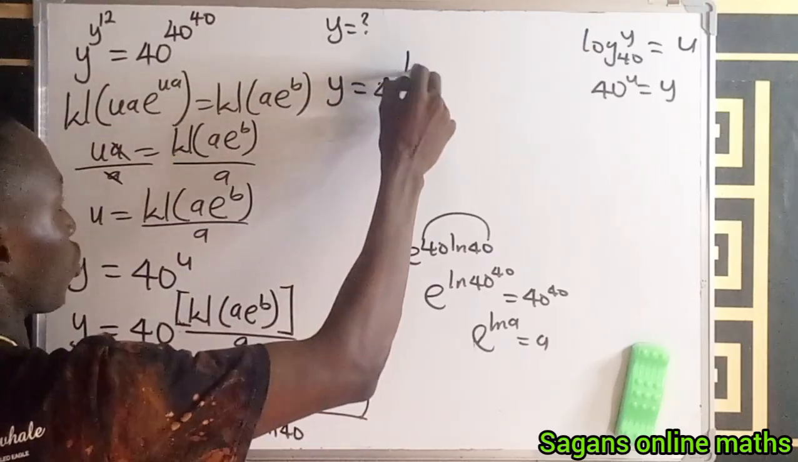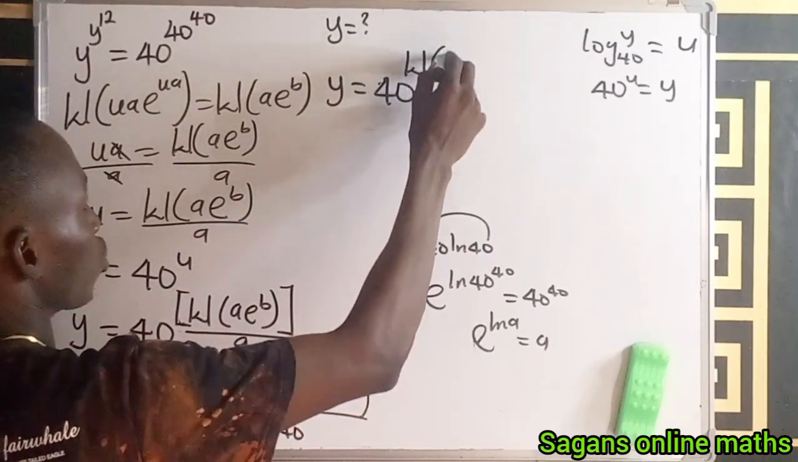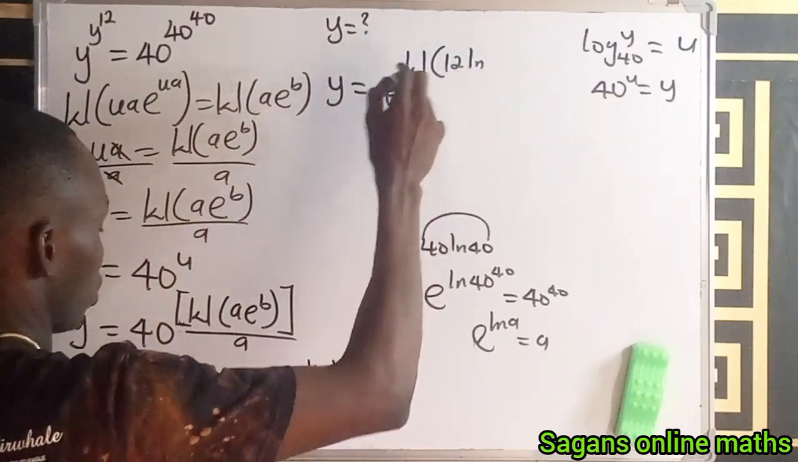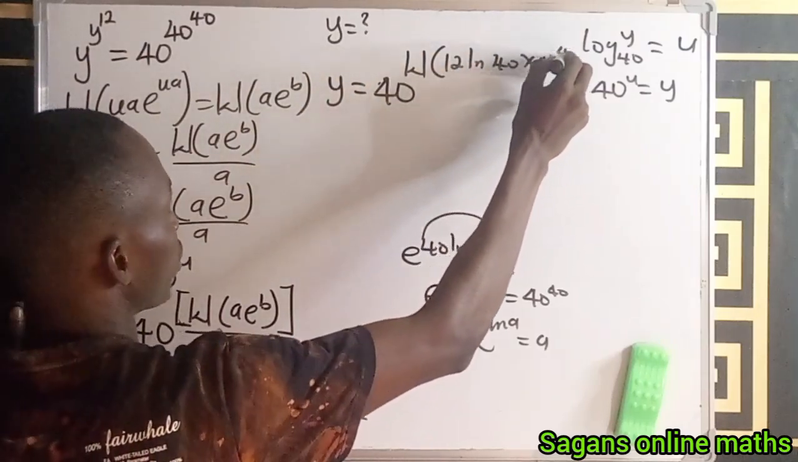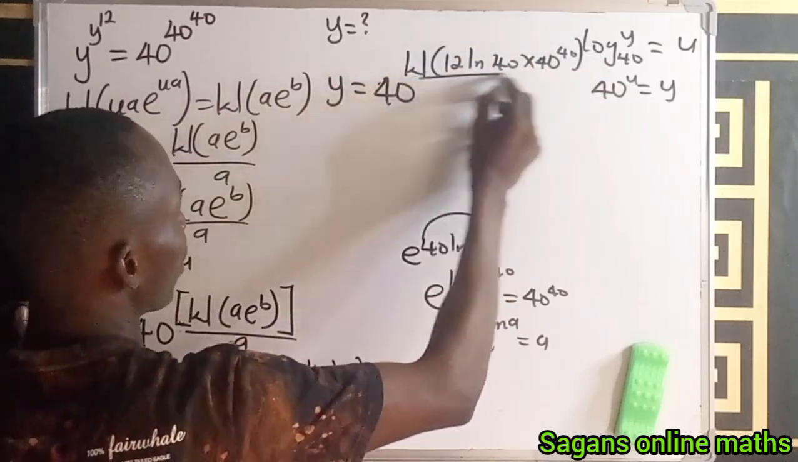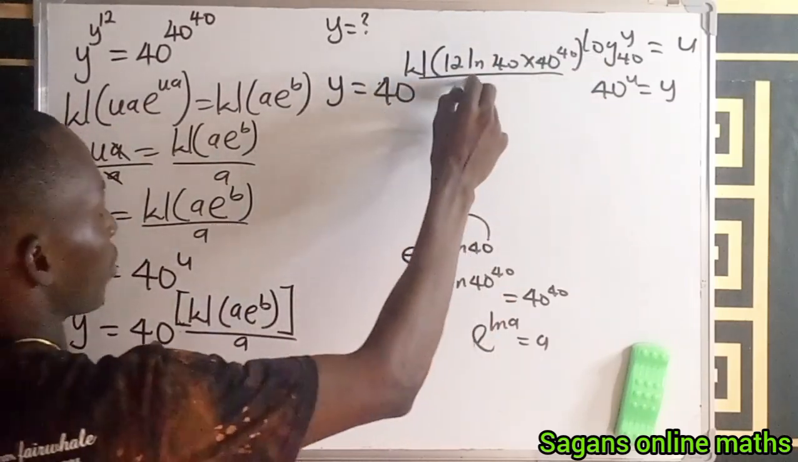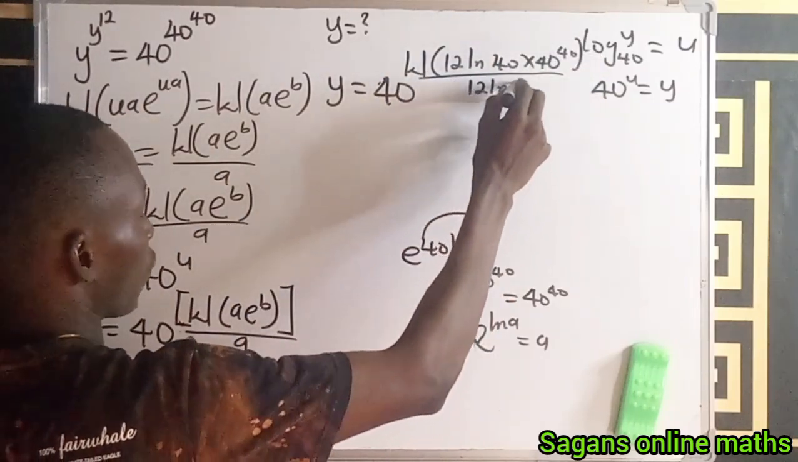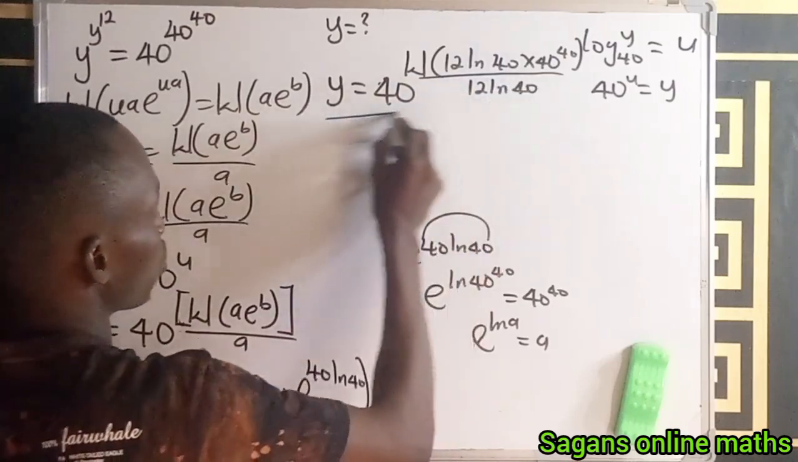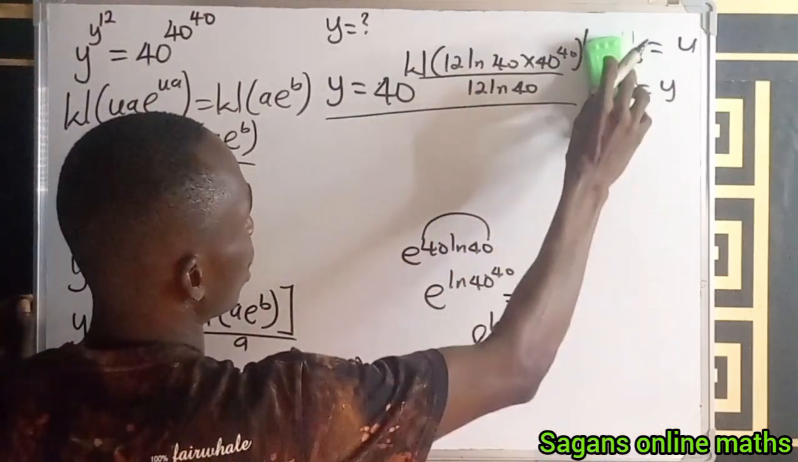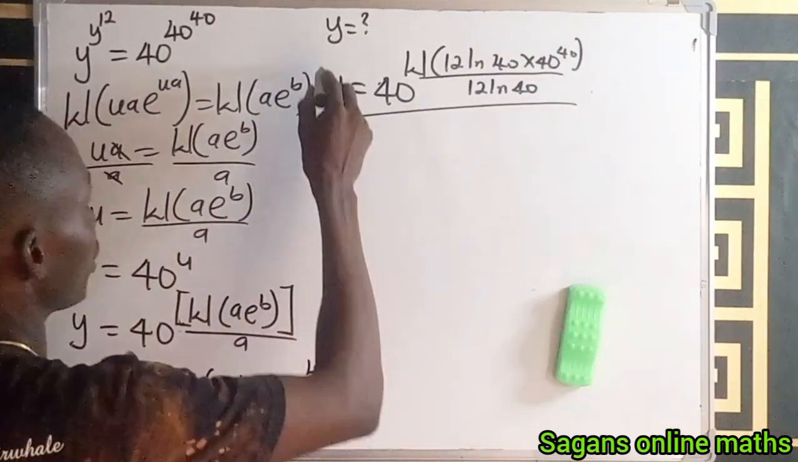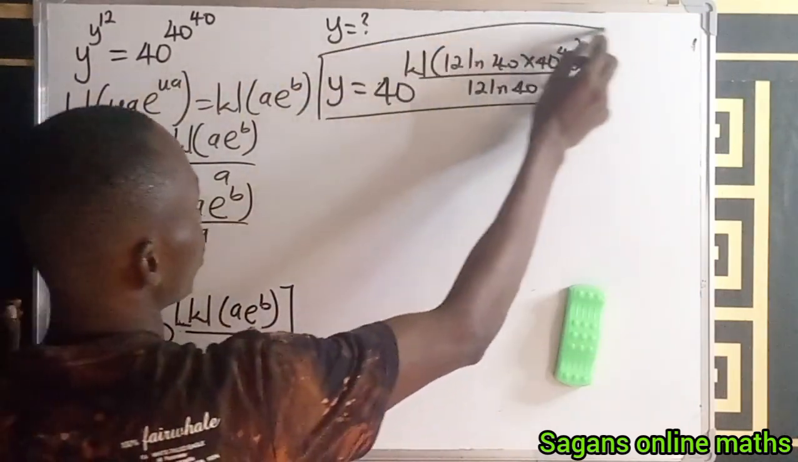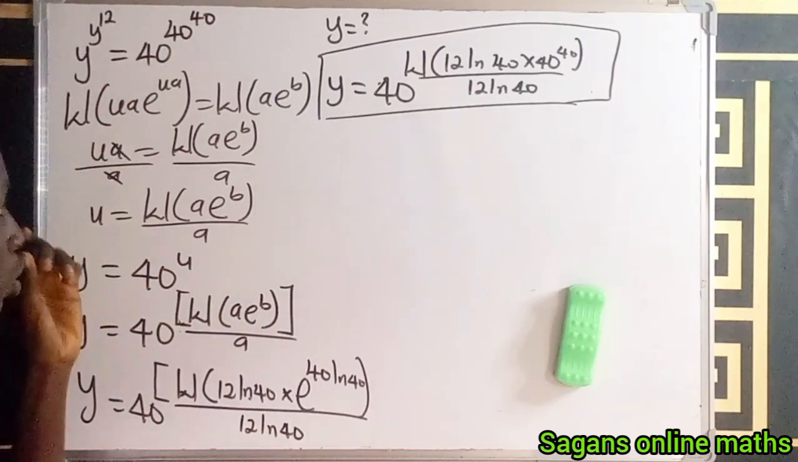That means our y is equal to 40 to the power of the Lambert W function of 12 ln 40 multiplied by 40 to the power of 40, then divided by 12 ln 40. And this is the beautiful solution to this particular problem. See how simple and interesting it is. So this is a lovely solution to this problem.